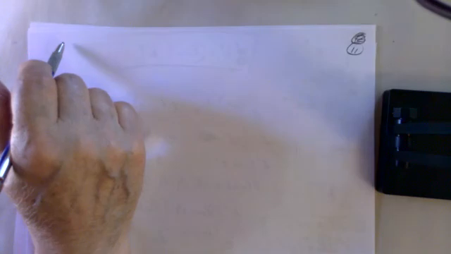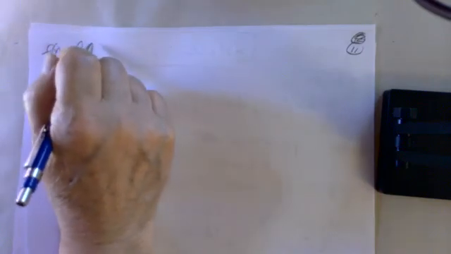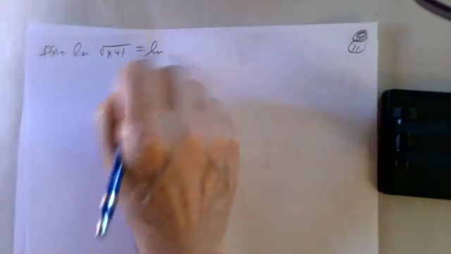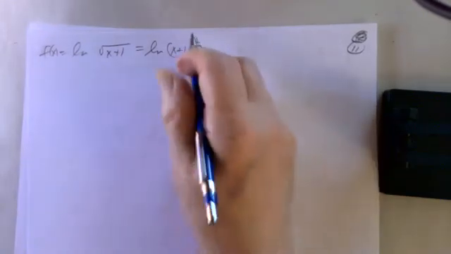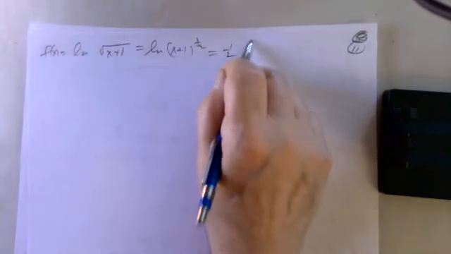So a few more examples. Suppose f of x is the log of the square root of x plus 1. There's no reason not to take advantage of the properties of the logarithm. Square root of x plus 1 is x plus 1 to the 1/2, and you can take an exponent out of the log. This is 1/2 times the log of x plus 1.